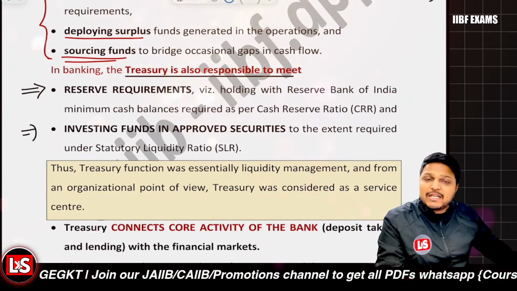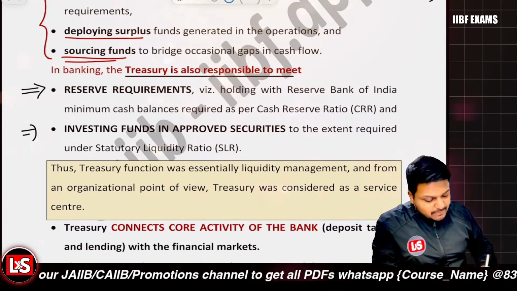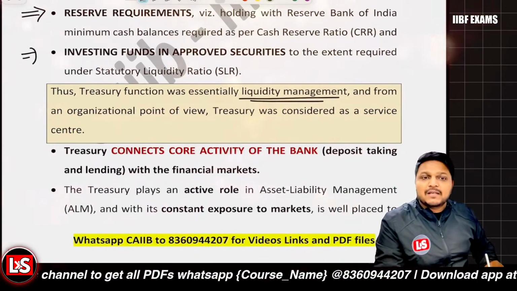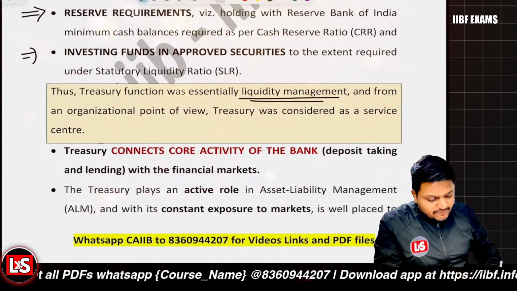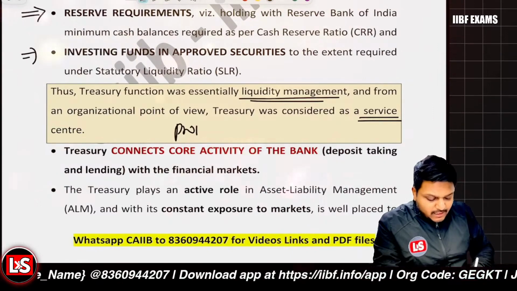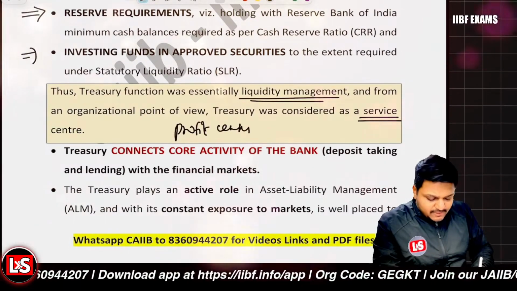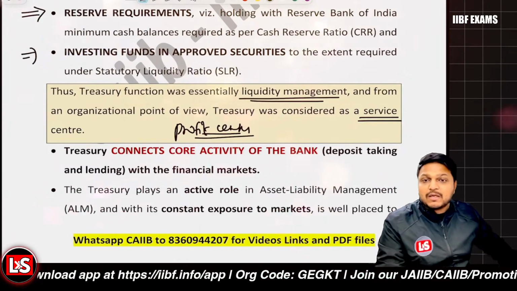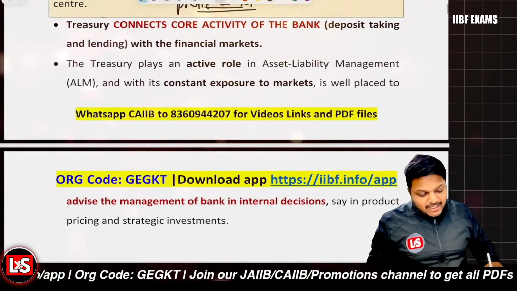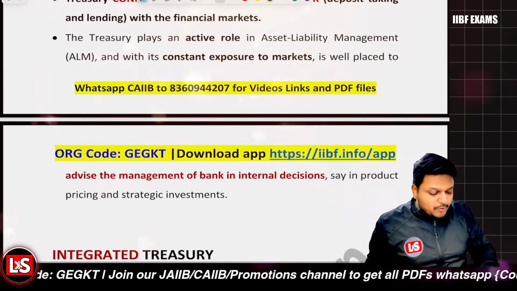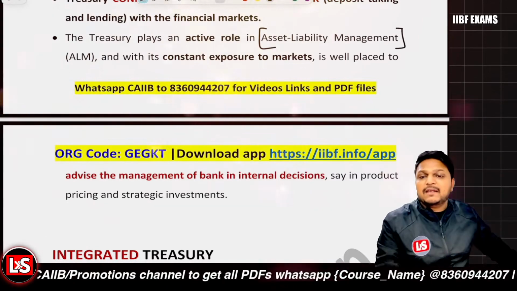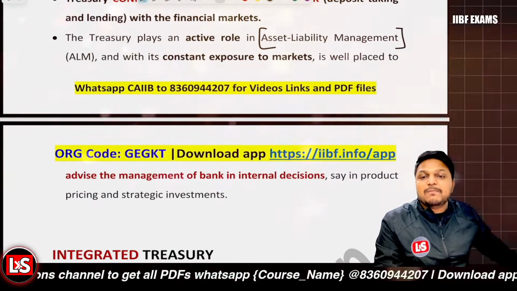Initially, treasury was just about liquidity management. From the organization's point of view, it was previously considered a service center, but now it is also considered a profit center. You can make profit out of it. The treasury connects the activity of the bank with the financial markets, and it also plays a very important role in ALM, asset liability management.